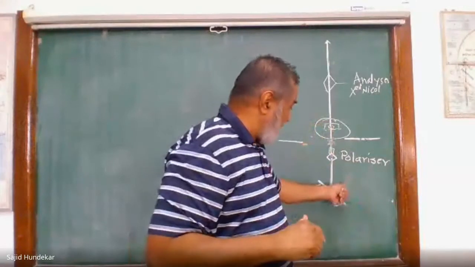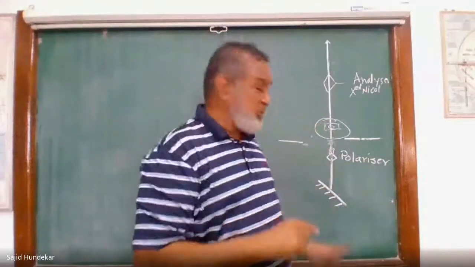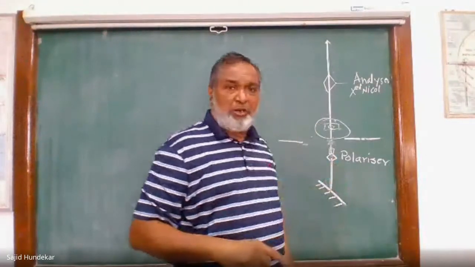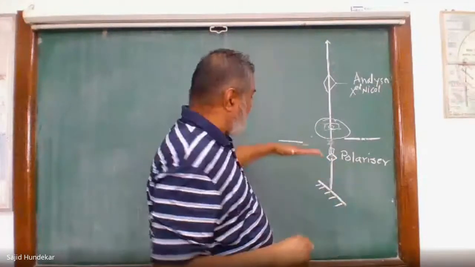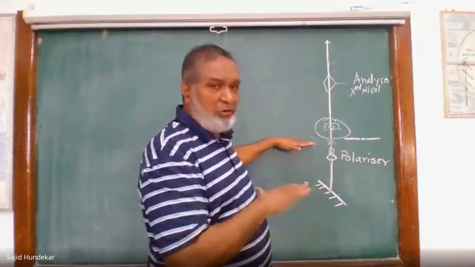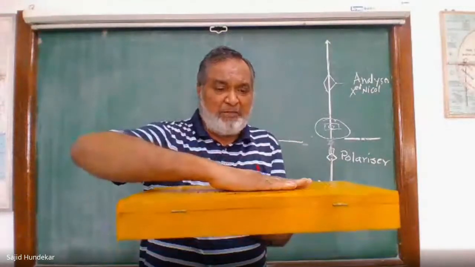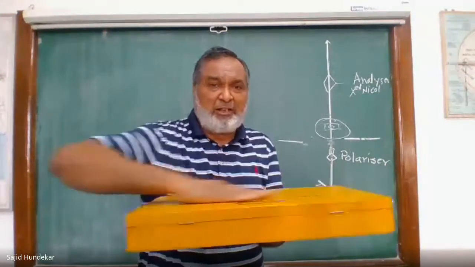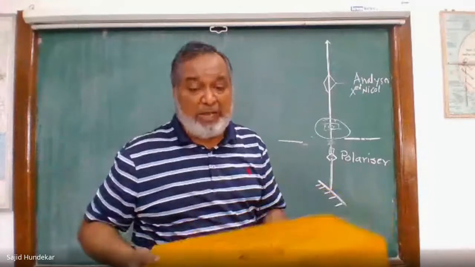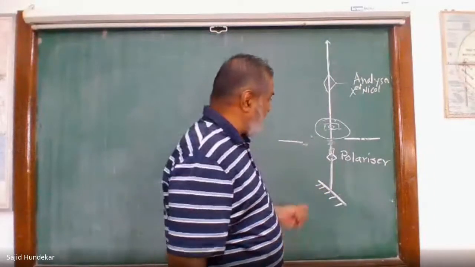While the ordinary light, which is radiating in all 360 directions, once it enters the polarizer, 90% of the light is vibrating in a single plane, parallel to the horizontal surface. Now here we have the horizontal surface parallel to this. The light will be vibrating in this particular plane. Then it is called plane polarized light. But 10% of the light is vibrating in a different direction.